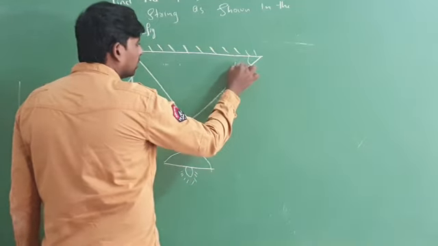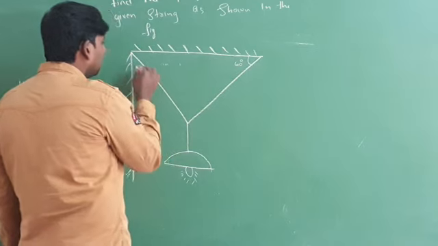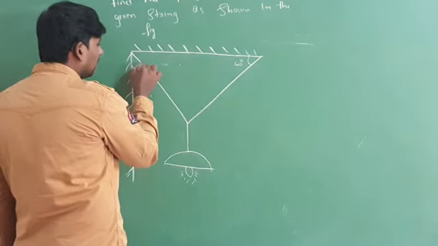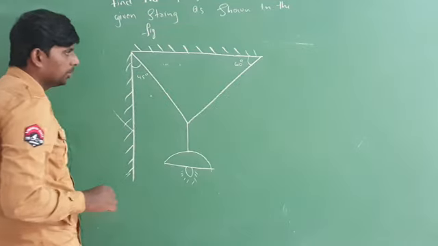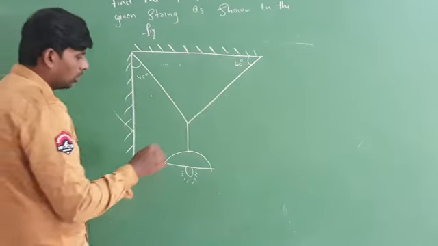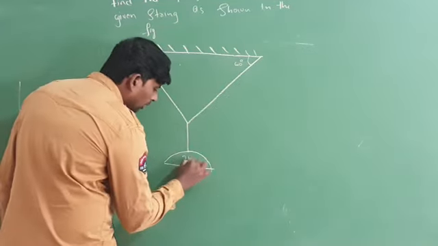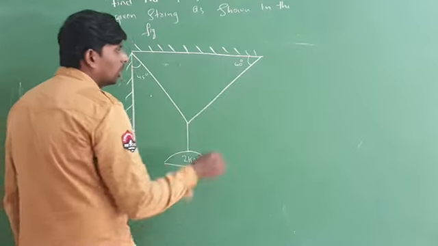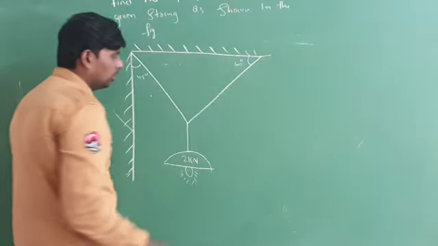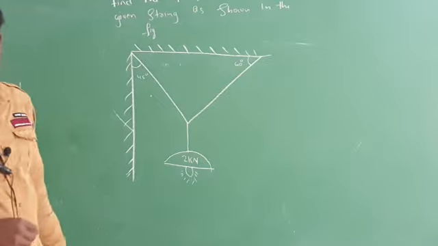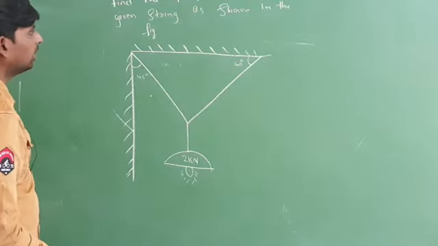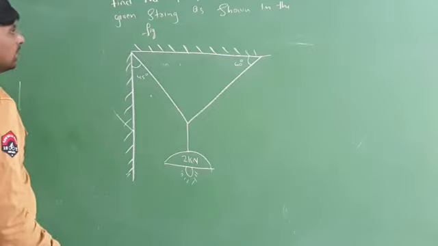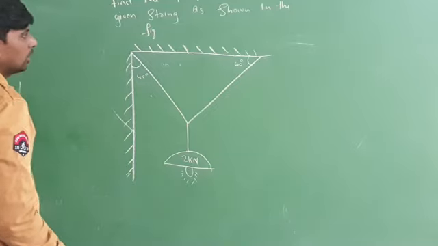Here the angle is given as 60 degrees, and here the angle is given as 45 degrees. And the weight of this one is equal to 2 kilo Newton. Like this question will be given. What is asked in that? Find the tension in the string as shown in the figure.